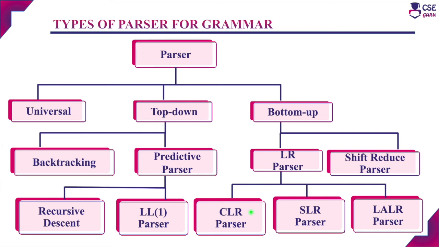So if you are considering the types of LR parser, CLR, SLR and LALR parser, all the algorithmic steps of these three parsers are the same. Only the steps to construct the parsing table differ. Here CLR parser and LALR parser use LR(1) items to construct the parsing table. But SLR parser uses LR(0) items to construct the parsing table.